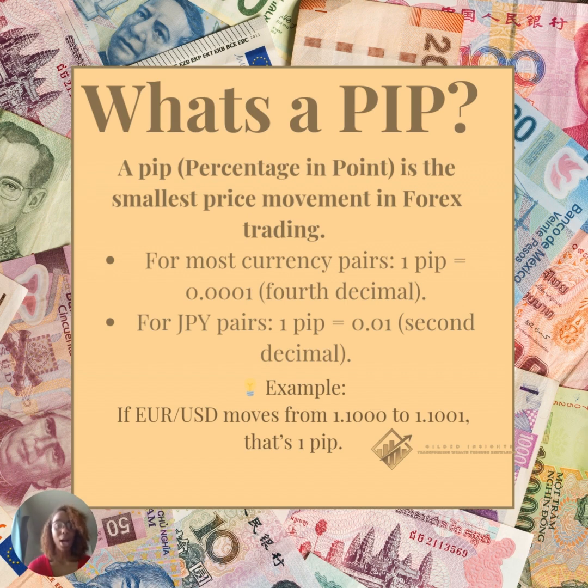Now, for JPY pairs, one pip is equal to the second number to the right of the decimal. So here I have 0.01. That's where we're going to be calculating pips. For example, if EUR/USD goes from 1.1000 to 1.1001, that's one pip, and what changed was the fourth number right of the decimal. There will be more examples throughout this video for you to grasp a full understanding of that.